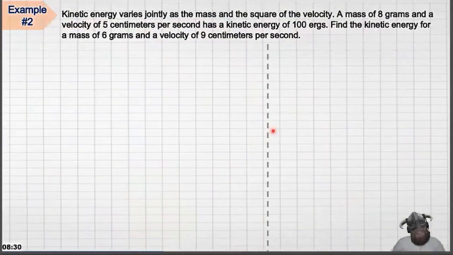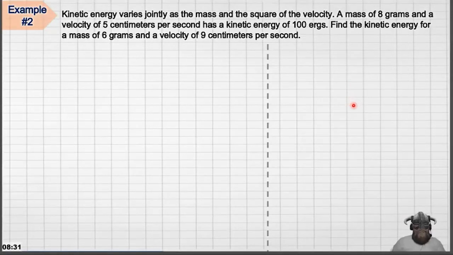So the kinetic energy varies jointly as the mass and the square of the velocity. A mass of 8 grams and a velocity of 5 centimeters per second has a kinetic energy of 100 ergs. So ergs is the unit of kinetic energy. Then 5 centimeters per second is a unit of velocity. Grams is the unit for mass. Find the kinetic energy for a mass of 6 grams and a velocity of 9 centimeters per second.